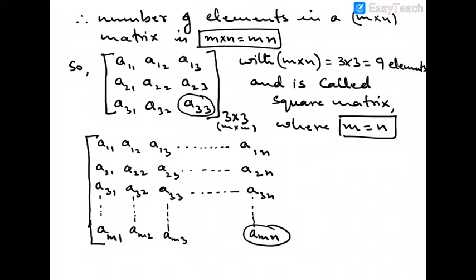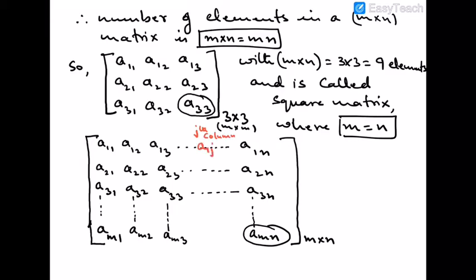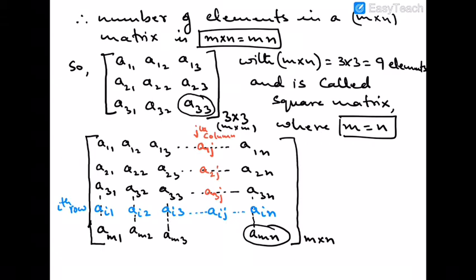Now let's take any column J. So therefore jth column will be A1J, A2J, A3J until AMJ. Now similarly take the ith row and fill it out with AI1, AI2, AI3, AIJ, up to AIN, and complete the jth column with AMJ.